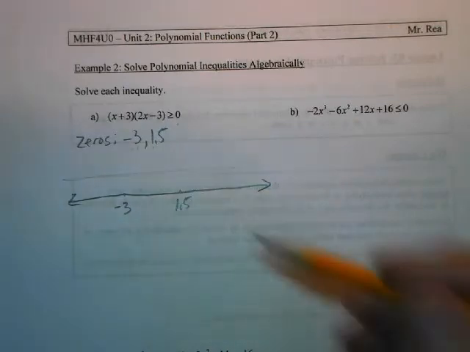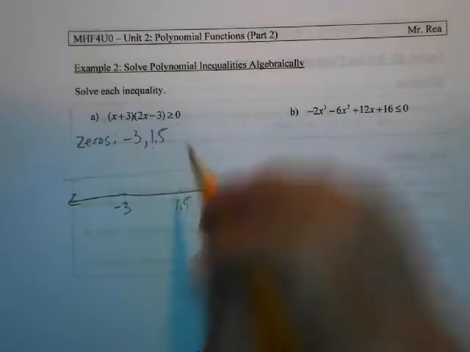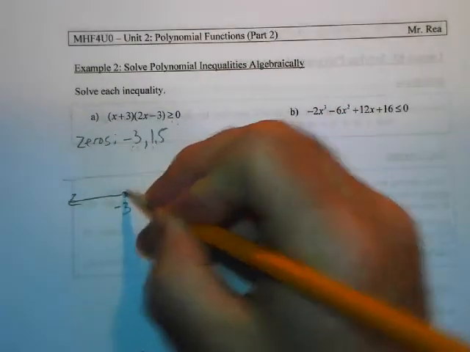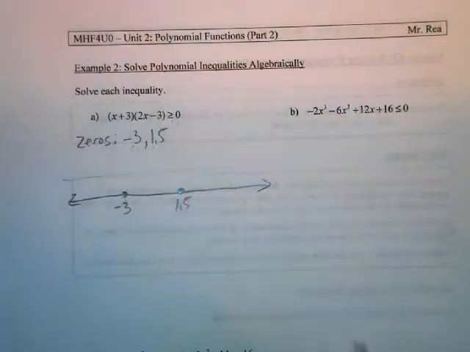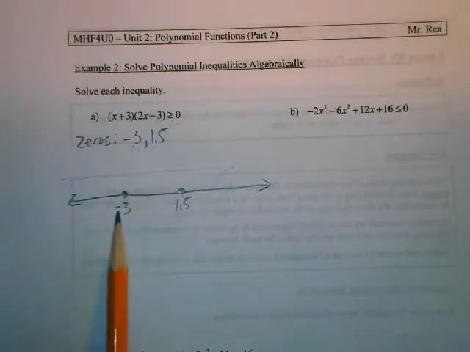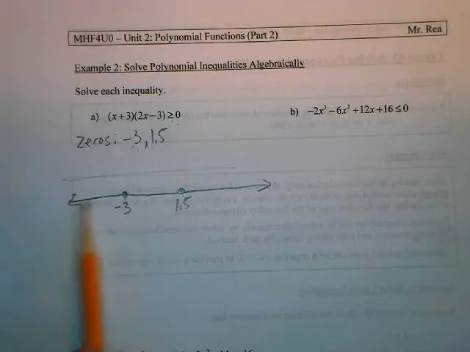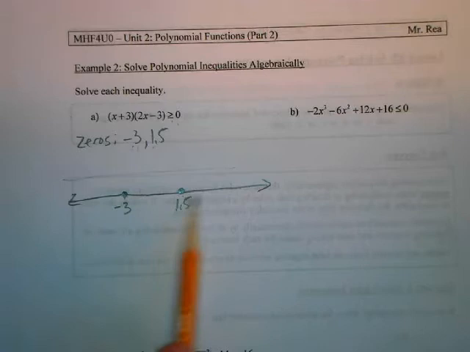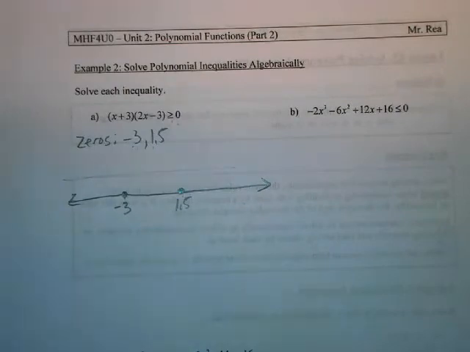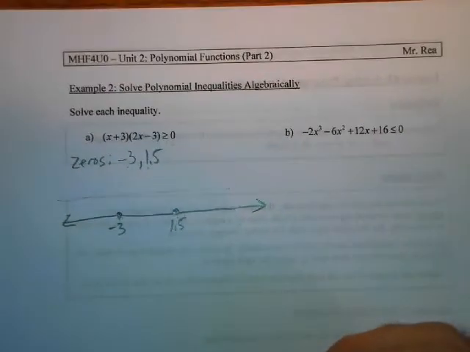Okay, so what we're going to do here is we know that -3 and 1.5 are part of the solution. So what we just put there is true. The closed circle means that's part of the solution, but we don't know, is the part to the left of -3 part of the solution? Is between them part of the solution? To the right of 1.5, is that part of the solution? So this is the technique we're going to do, and hopefully you'll find it easy to use.